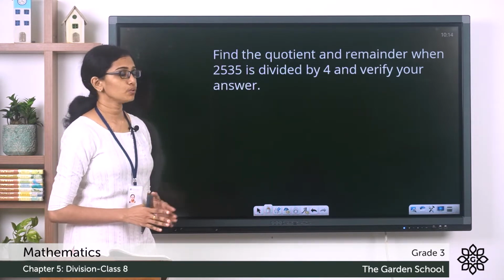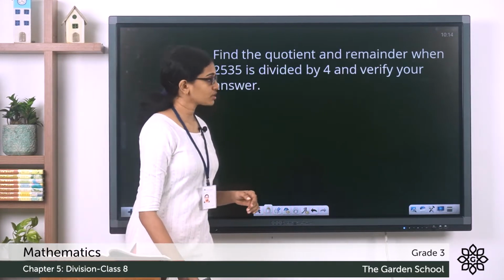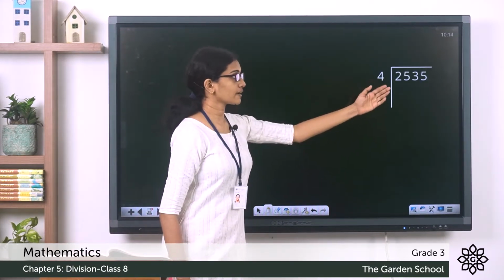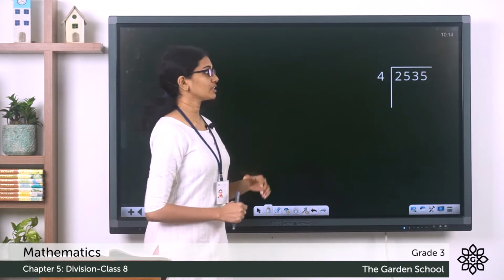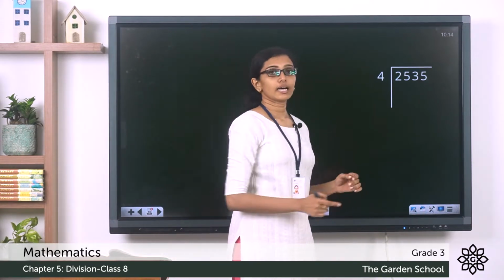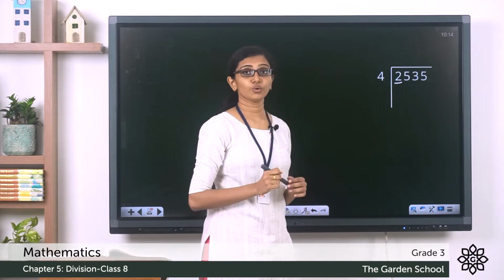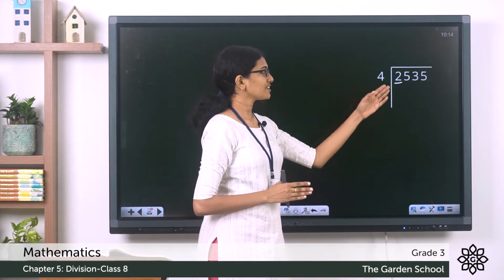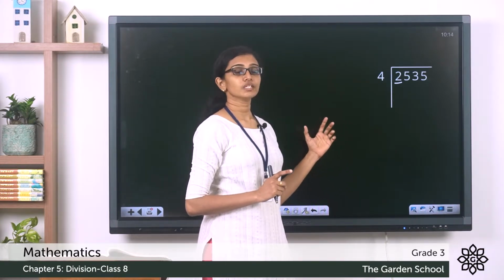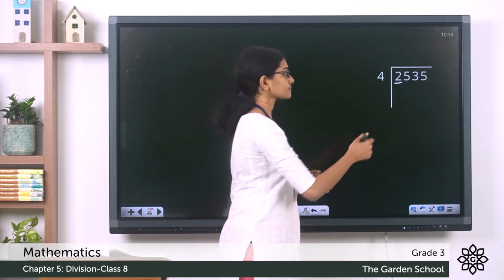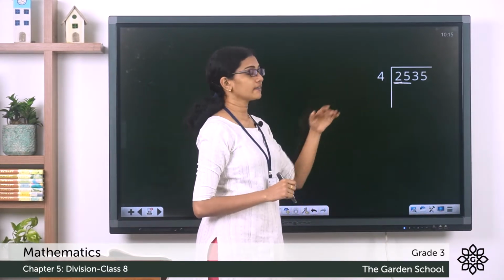So let's first do the division of 2535 by 4. So which is our dividend here? 2535, and the divisor is 4. Let's do the division now. Since we are dividing with a one digit divisor, let's consider the first digit which is 2 here. And can we divide 2 by 4? No, right? So let's take the first two digits of the dividend, which is the number 25. Now we can do 25 divided by 4.